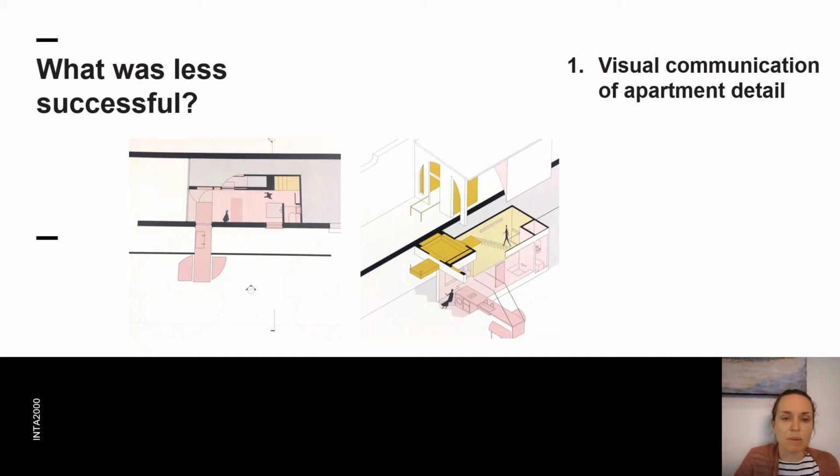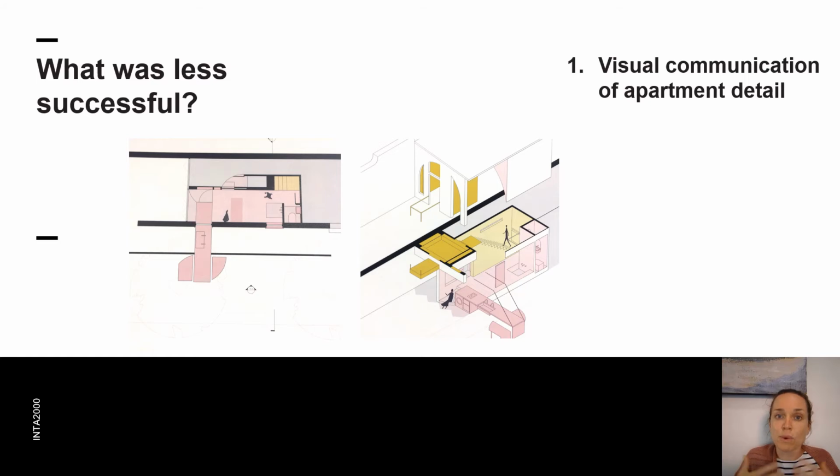Do you eat in the apartment? Where do you sleep? Do you sleep in the apartment? Where do you wash? Where do you wash your body? Where do you wash food? Where do you wash clothes? Where does the cat get washed? And the way to communicate that is by showing us joinery, so benches, tables, chairs, perhaps cupboards, as well as fixtures, so basins, taps, sinks.